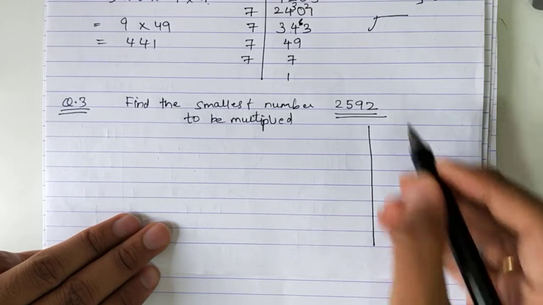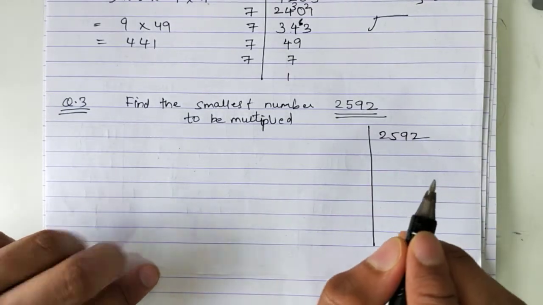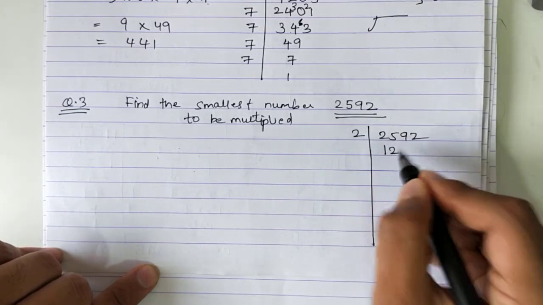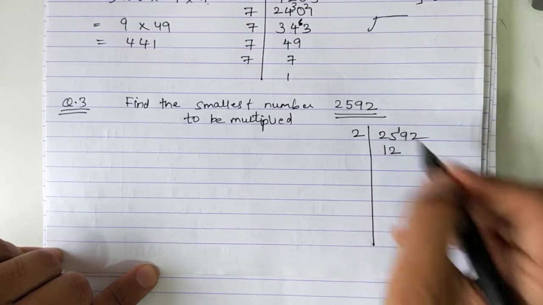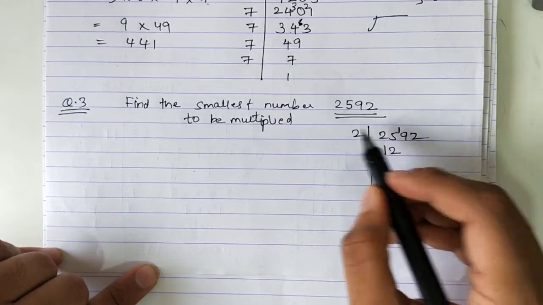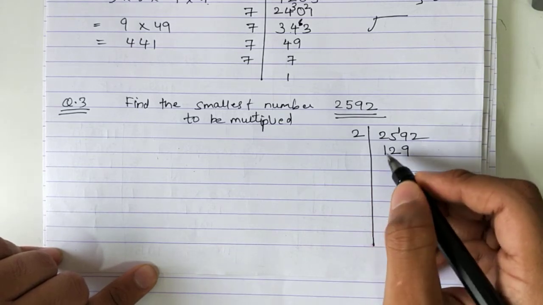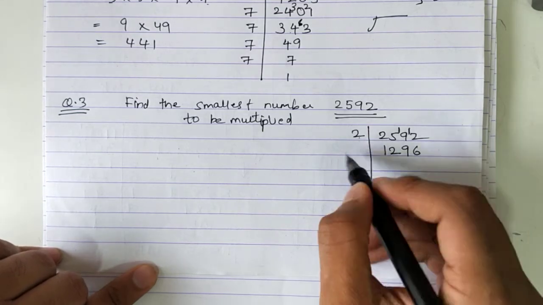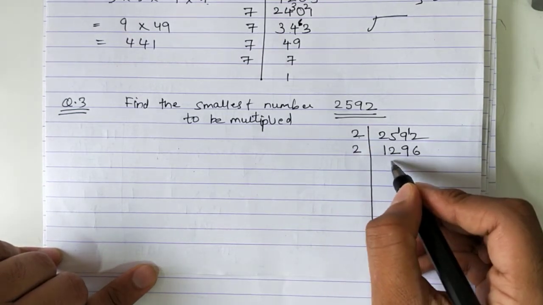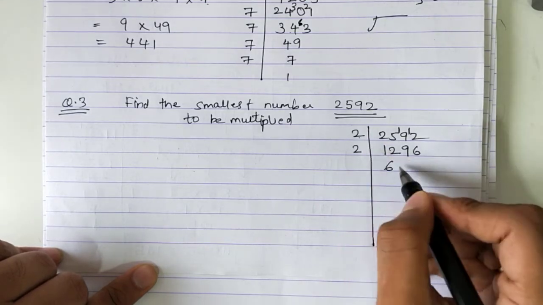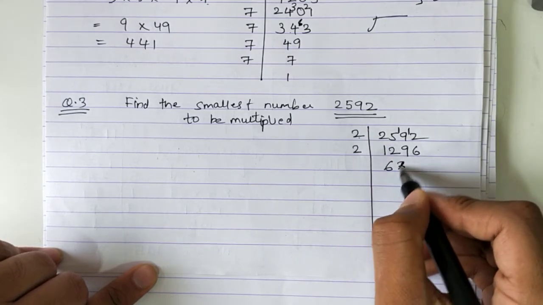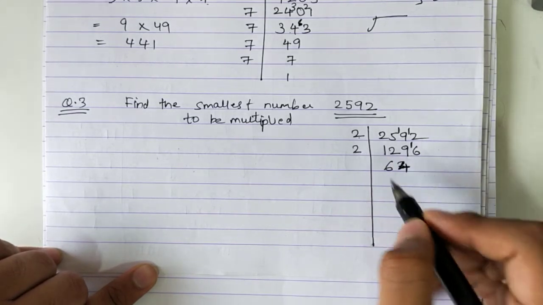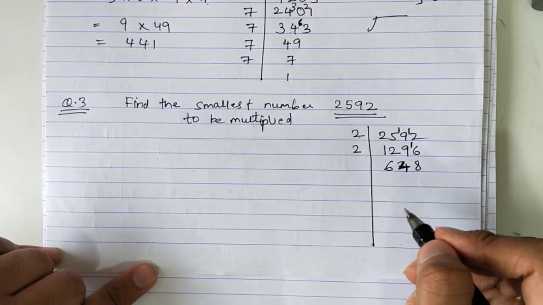First do prime factorization. So let's start with 2. 2 1s are 2. 2 2s are 4. So 5 minus 4 is 1. So this becomes 19. 2 9s are 18. So again 1 carry. 2 6s are 12. 2 6s are 12. 2 4s are 8, so 9 minus 8, 1 will remain, this will become 16, and 2 8s are 16.